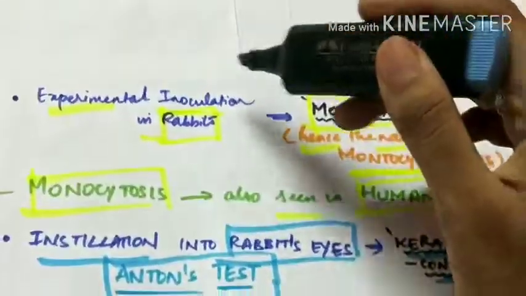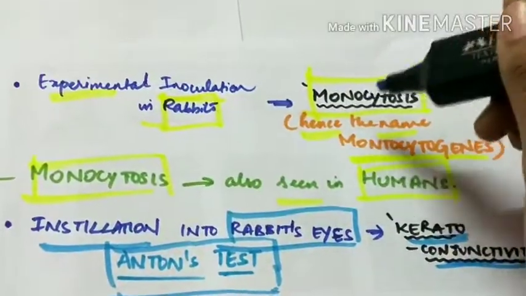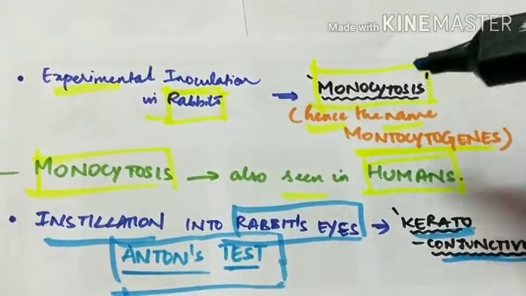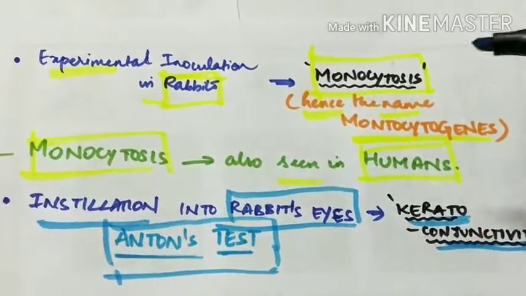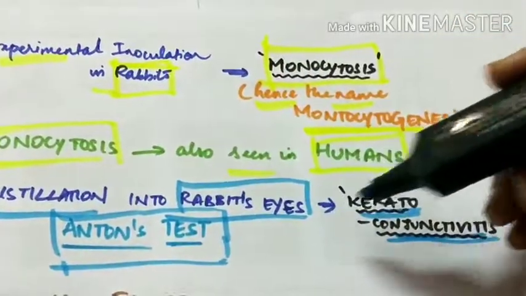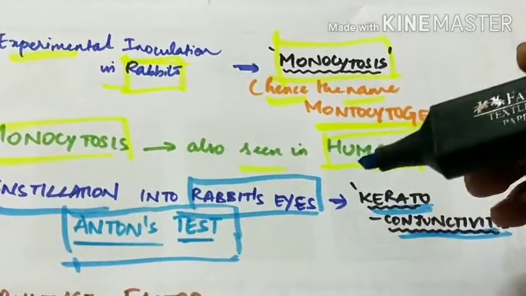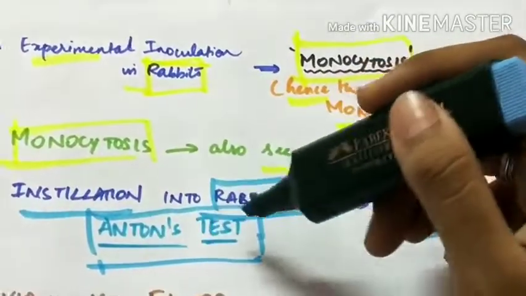So experimental inoculation in rabbits leads to monocytosis, which is also seen in humans, and so it got its name monocytogenes. Instillation into rabbits' eyes produces keratoconjunctivitis, and this test is called Anton's test.